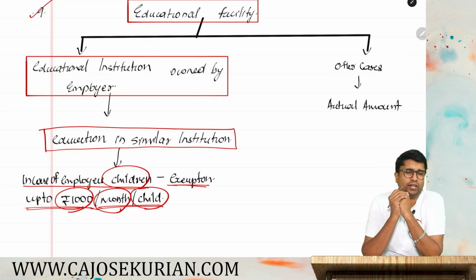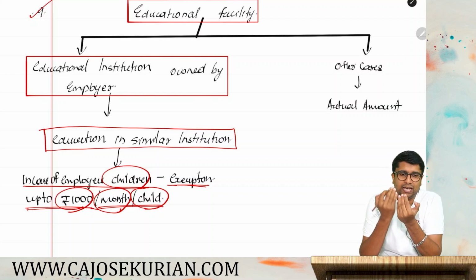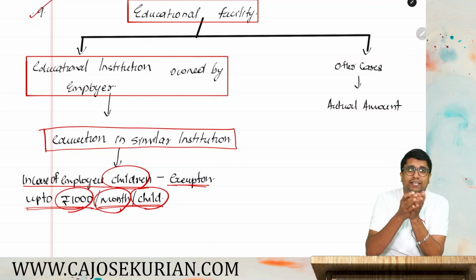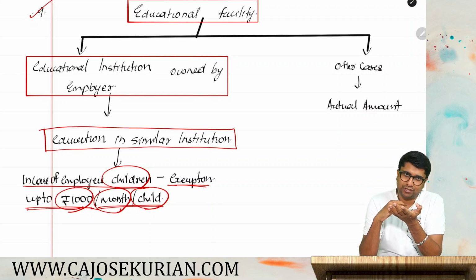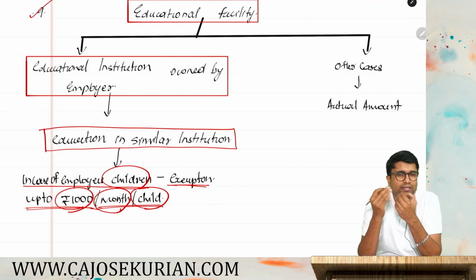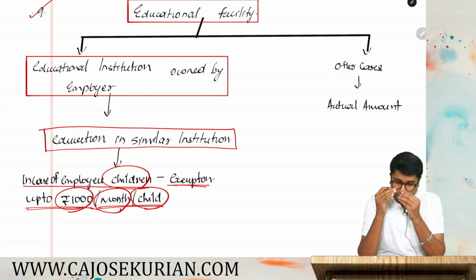Now let me ask you one doubt. If the school is owned by the employer and the employee's brother is studying in that respective school, can the employee claim the benefit of exemption of rupees 1000? No. Only if the employee's children are studying in a school owned by the employer can they claim the benefit of rupees 1000 per child per month.